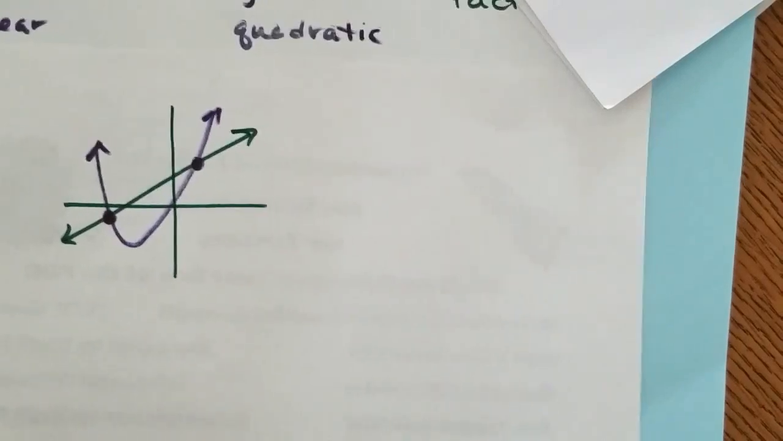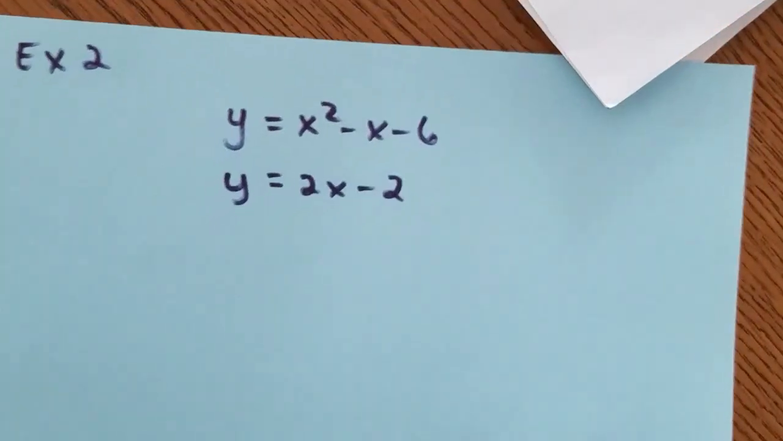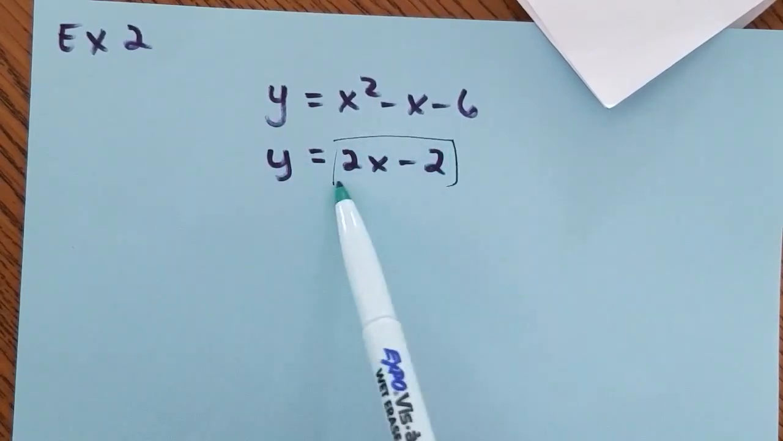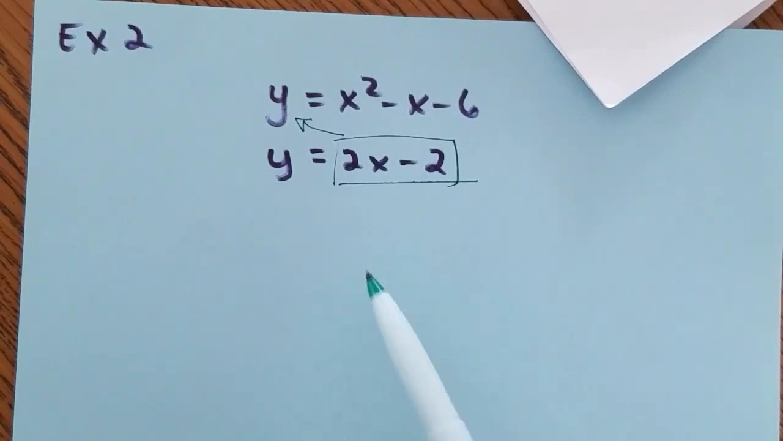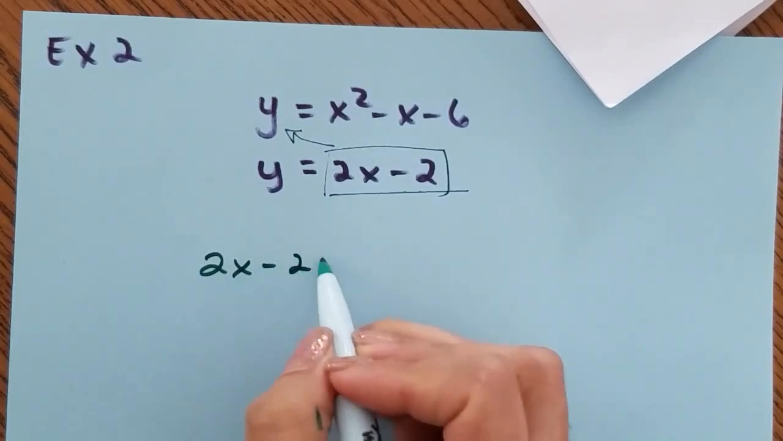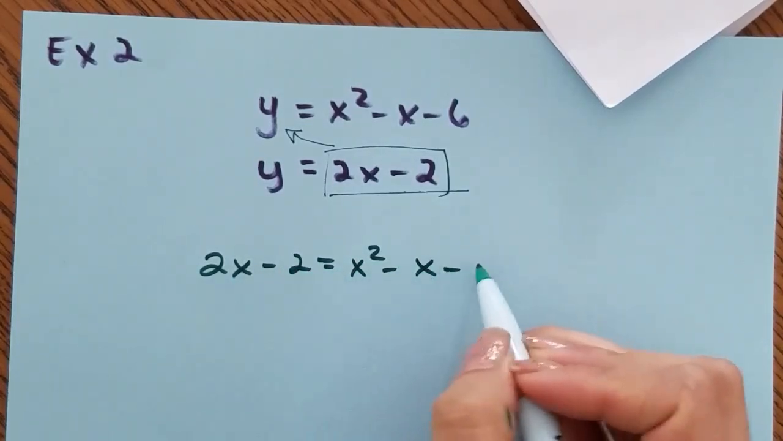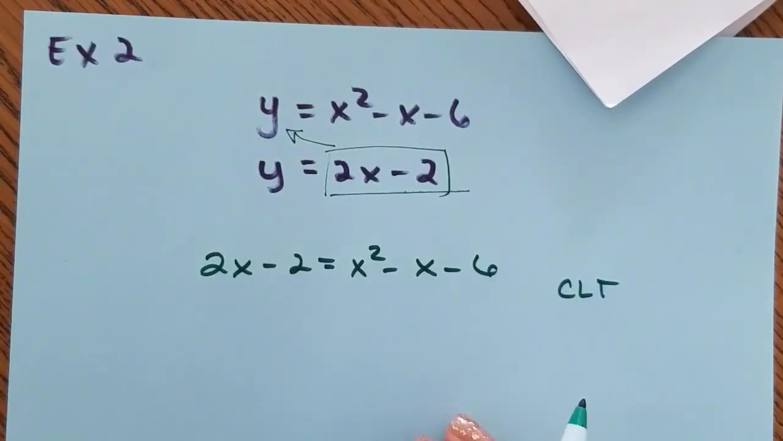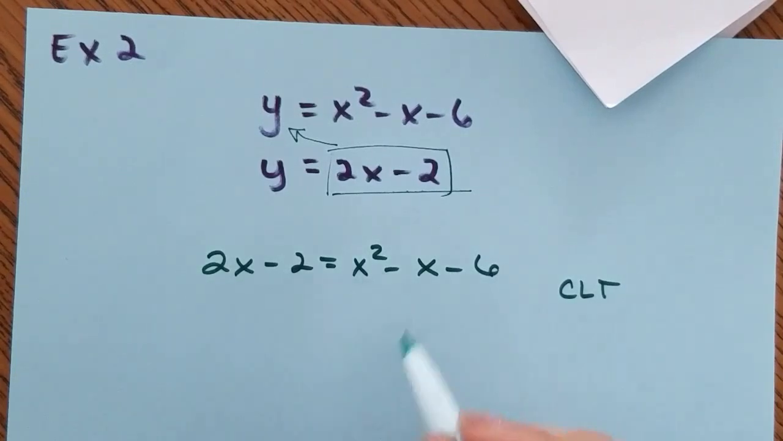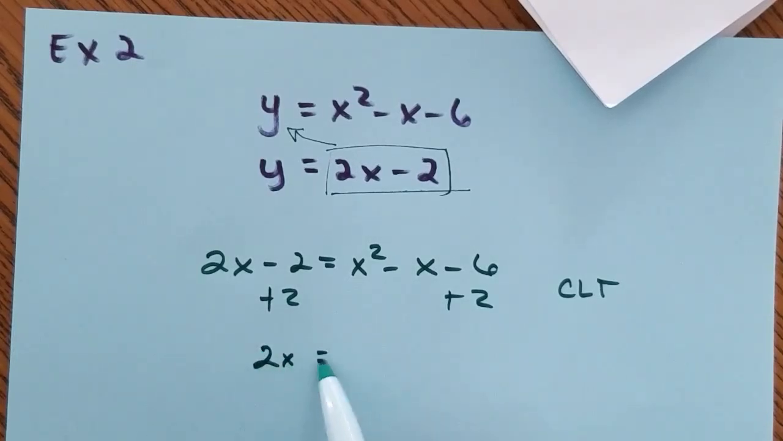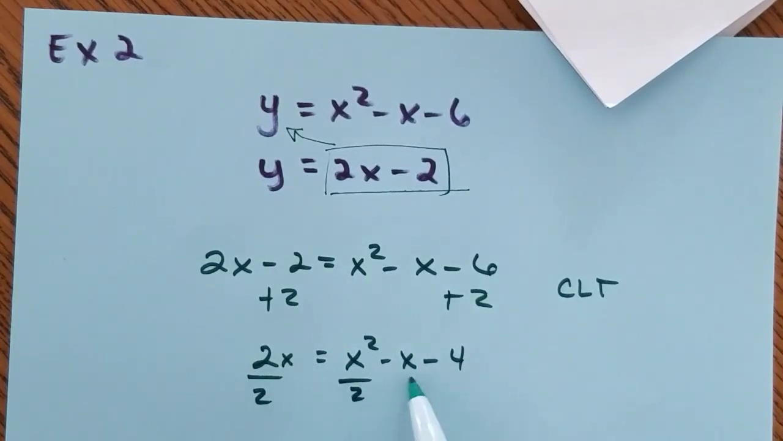I have one more example for you. Okay, these are already solved for y, so we can just plug one side into the other one and do the same thing. We're going to do substitution, factor, and then solve. So I have 2x minus 2 is equal to x squared minus x minus 6. So I'm going to go ahead and combine like terms. You want to move everything over to one side so that it's set equal to 0. It doesn't matter which side you move it to. I'm going to do plus 2 here, plus 2. 2x is equal to x squared minus x minus 4.